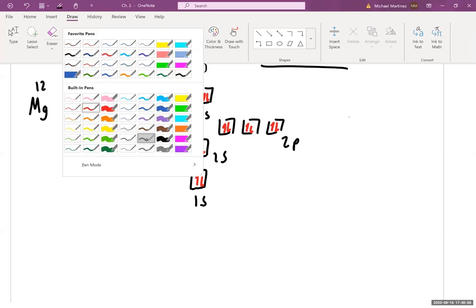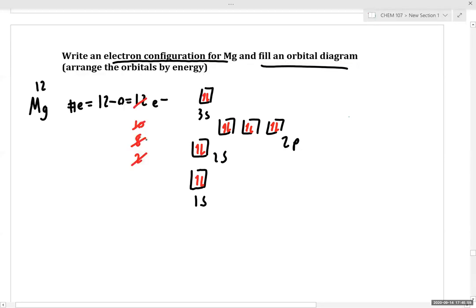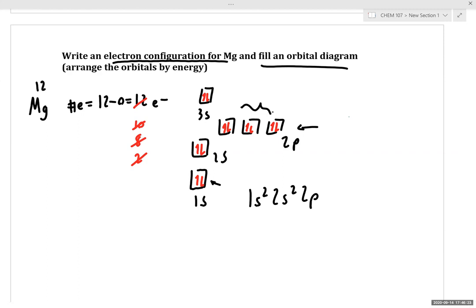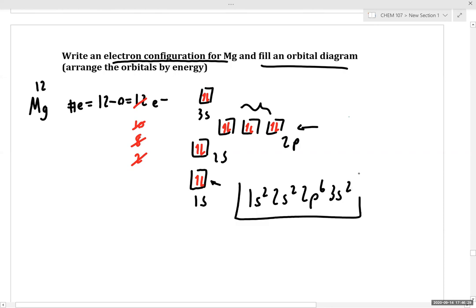Now that we've filled our orbital box diagram, we count the number of electrons in each orbital. So in our 1s orbital, we have 2 electrons. In our 2s orbital, we have 2 electrons. How many electrons are in all of our 2p orbitals? 6. Finally, in our 3s orbital, we have 2 electrons. So this gives us the complete electron configuration and orbital box diagram for magnesium.